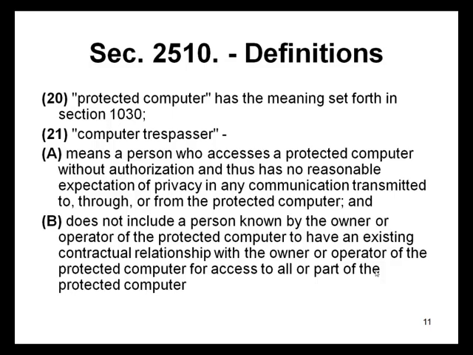And this was something that really kind of evolved in the 90s. We understood that there were people that would go into computer systems not necessarily to do anything, but they were there and they weren't supposed to be there, and what rights did they have once they were there. So 2510 defined a trespasser as somebody who accesses a protected computer, which is another definition out of 1030, without authorization, and therefore has no expectation of privacy.